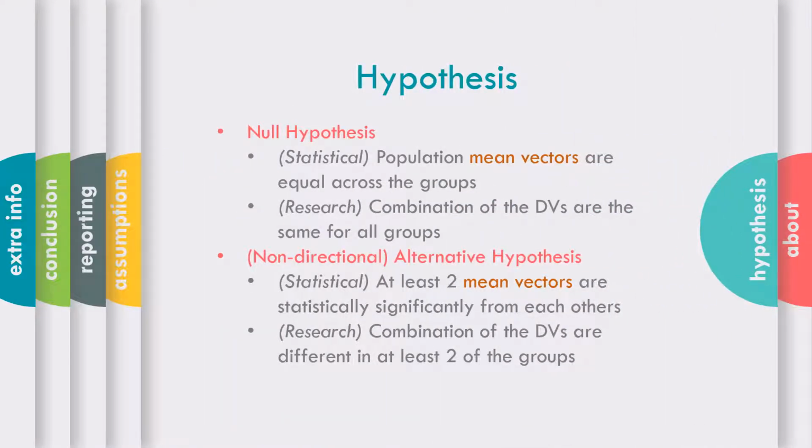MANOVA is used to test the null hypothesis that there are no differences among the groups being compared in terms of the combination of the dependent variables. Statistically, we are comparing mean vectors instead of just one mean. A mean vector is a collection of the means of each of the dependent variables. In our example, it is hypothesized that adolescents will differ in moral reasoning and pro-social behavior depending on the parenting style that they experience growing up.